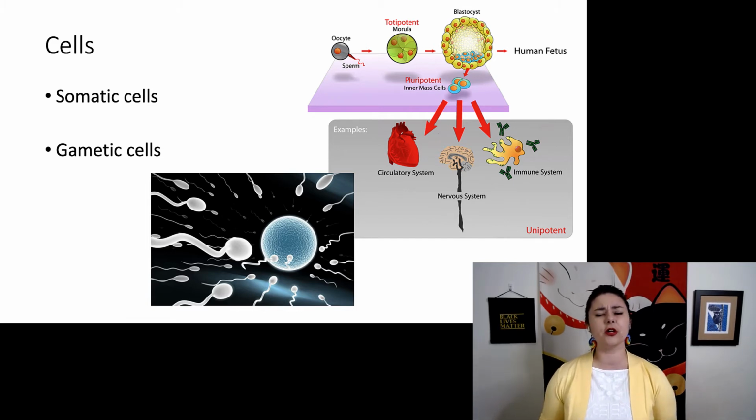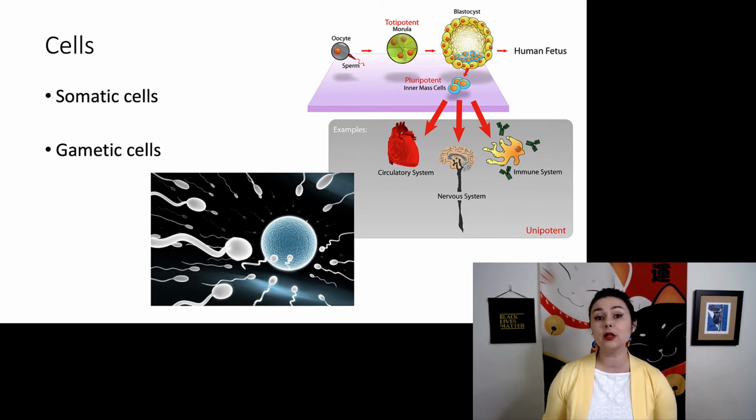What's interesting with our somatic cells, though, is they have a very unique type of development. They start out what we call totipotent. They can become anything, any type of cell. But as they go down this path of development, they lose that ability. So totipotent cells actually can become somatic or gametic cells.